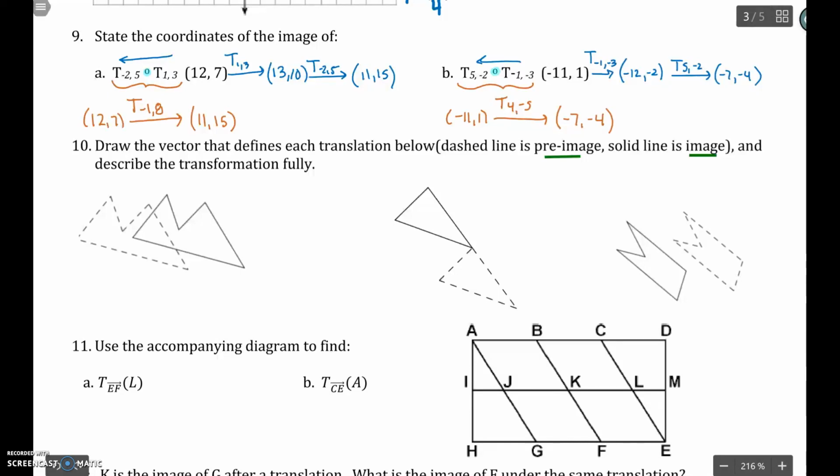All right, for number 10, we are going from pre-image to image, and we're going to draw our vector in. So pre-image dashed, so pick a point on the dashed and go to the corresponding point on the image, and that's your vector. Pick a point on the dash, go to the corresponding point on the image, and draw your vector. And you must do this with a ruler, so make sure you're doing that.